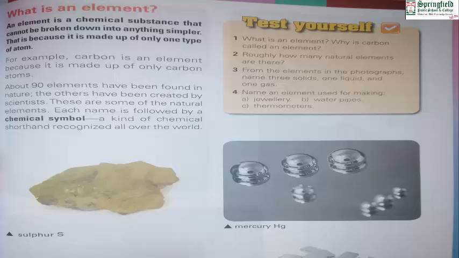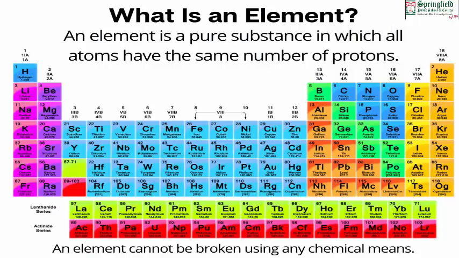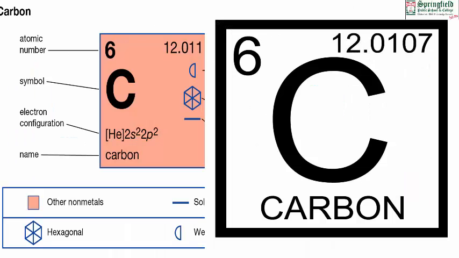These are some of the natural elements. Each name is followed by a chemical symbol, a kind of a chemical shorthand recognized all over the world. So element is a chemical substance which is made up of only one type of atom, so it cannot be broken down into anything simpler. Carbon is an element as it contains only one carbon atom, and in the formula we write C.